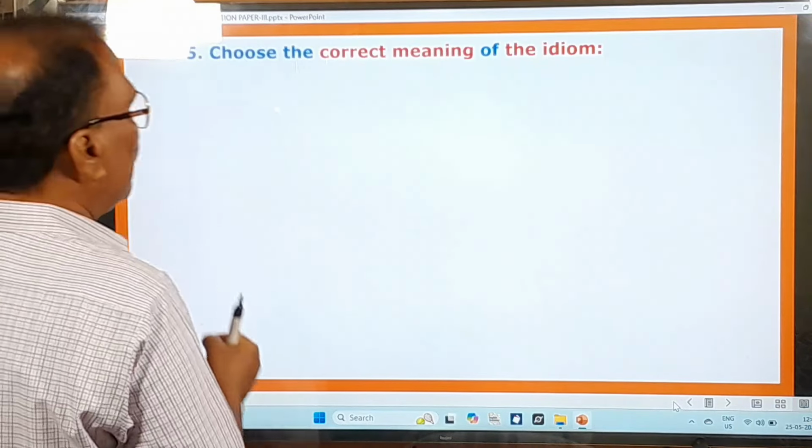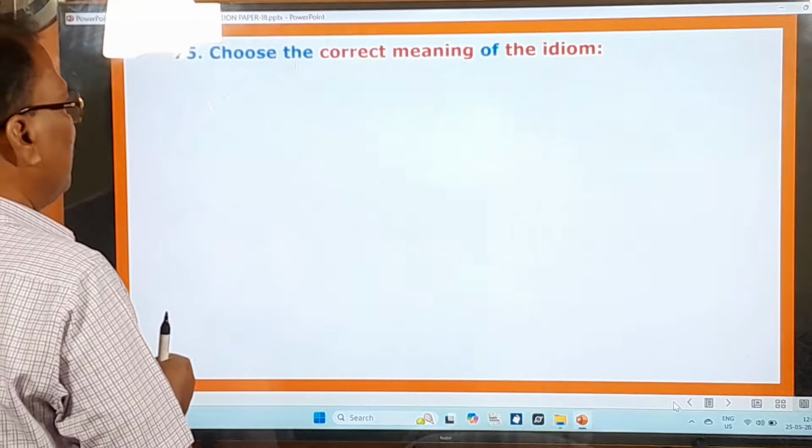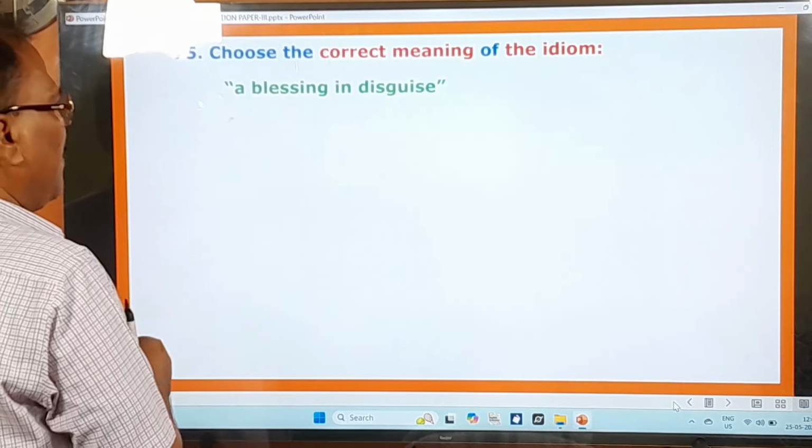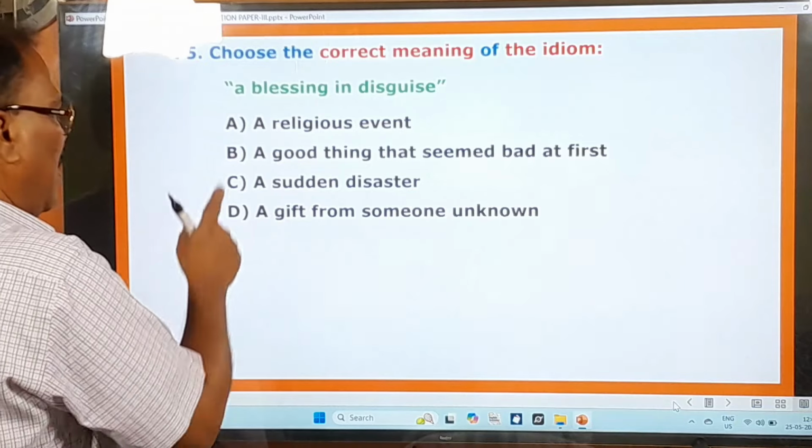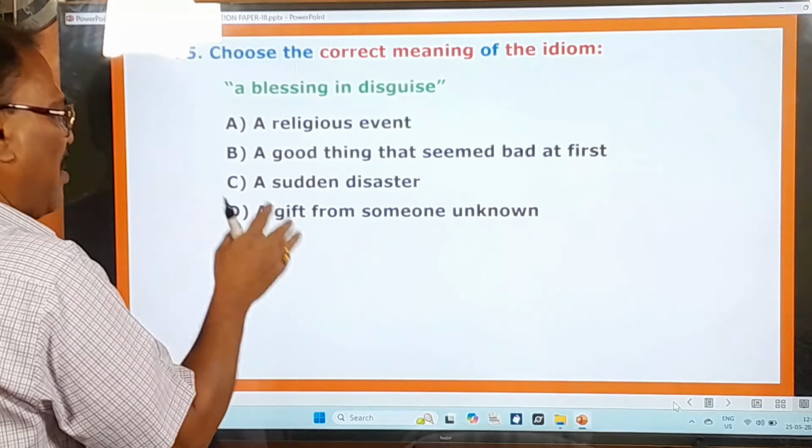75th question. Choose the correct meaning of the idiom. A blessing in disguise. A religious event. A good thing that seemed bad at first. A sudden disaster. A gift from someone unknown.